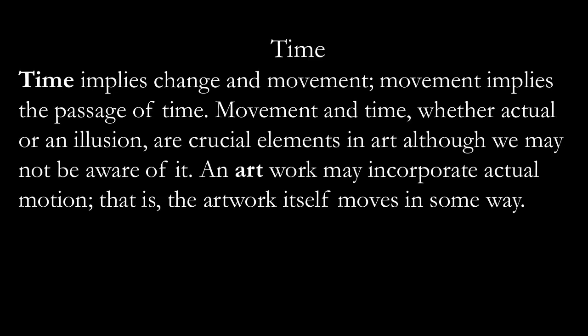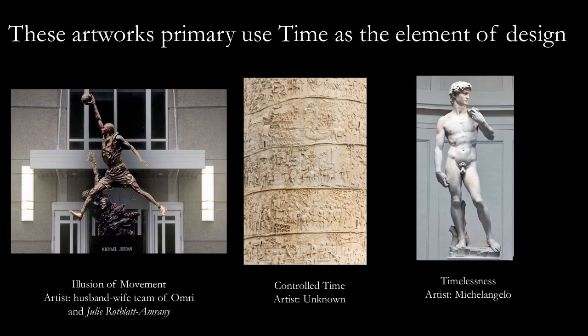Let's talk about time. What's time? Time implies change and movement. Movement implies the passage of time. Movement and time, whether actual or illusionary, are crucial elements in art, although we may not be aware of it. And artwork may incorporate actual motion, that is, the artwork itself moves in some way. Okay? So these are artworks that primarily use time as an element of design.